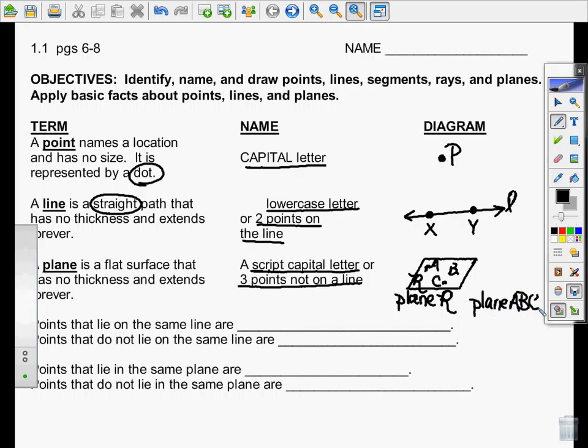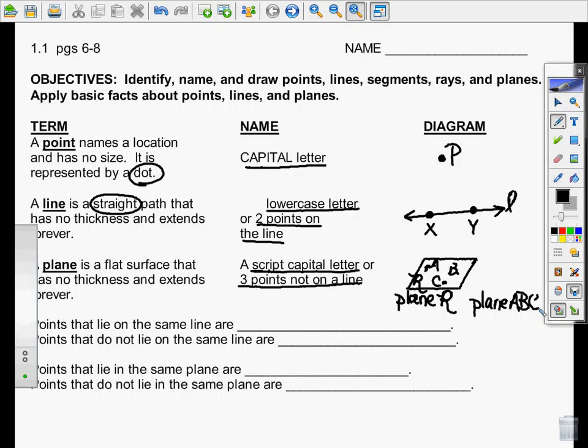Okay, so it's a little bit technical. You do need to be precise. The precision in this is important. We're not going to include R with our A, B, and C. You're either going to use the one script letter for that plane, and call it plane R, or you're going to use 3 points that are not on the same line and call it plane ABC. Okay?